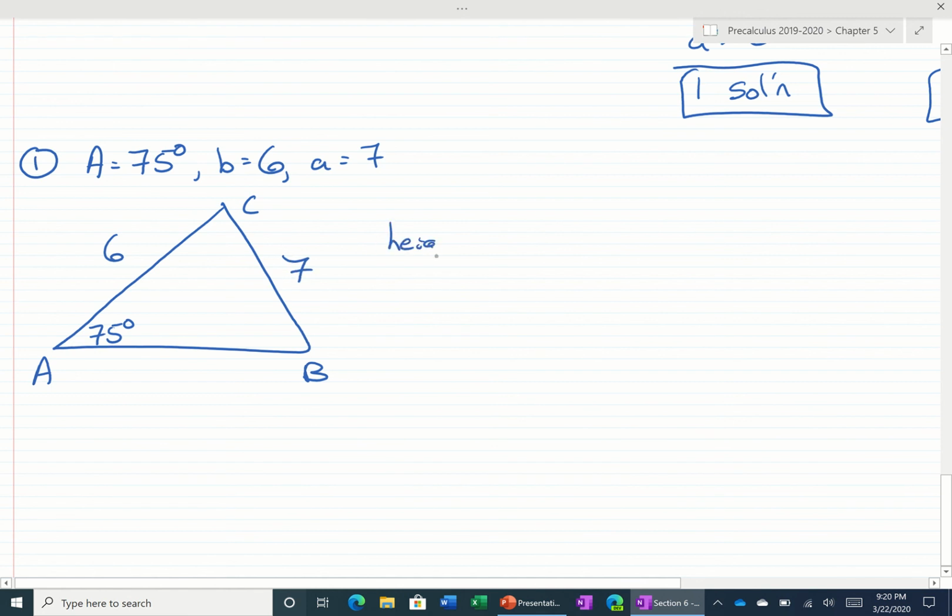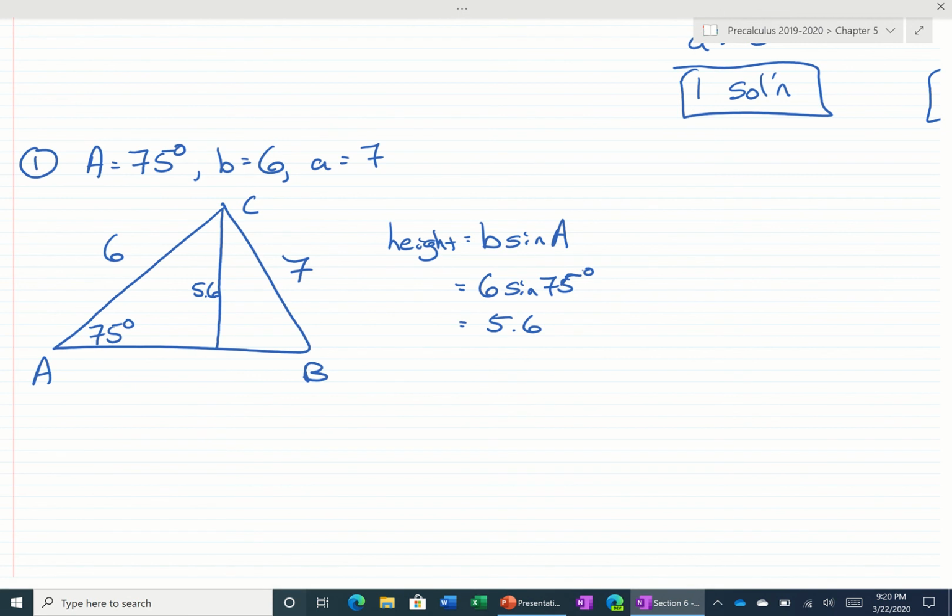Now the height is always B times the sine of A. On my calculator, I'm going to type in what's 6 times the sine of 75 degrees. My calculator's telling me it's 5.6. Oh, 5.8, I'm sorry.